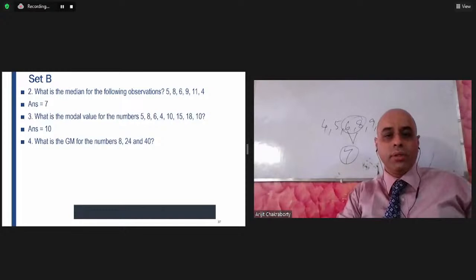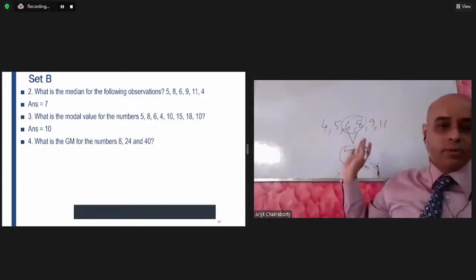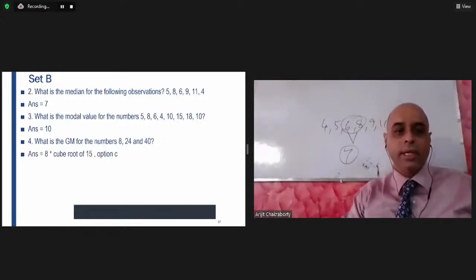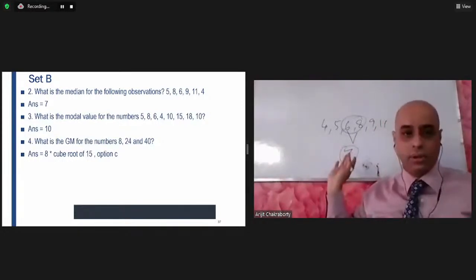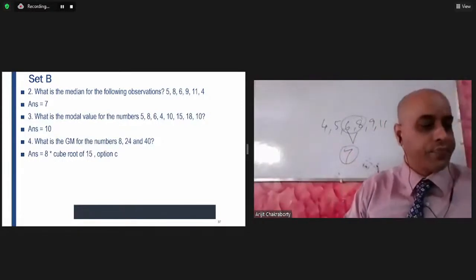What is the GM of the numbers 8, 24, and 40? I think I have already solved it. Let me check the answer. 8 into cube root of 15. That is what we got. Option C. Yes.